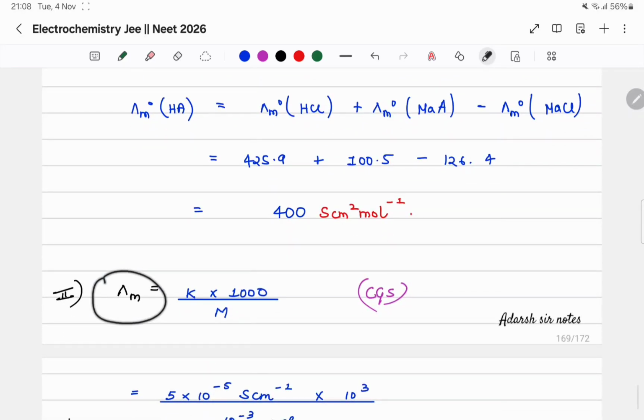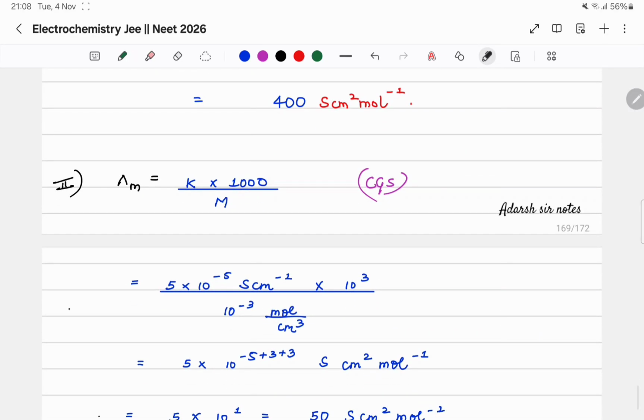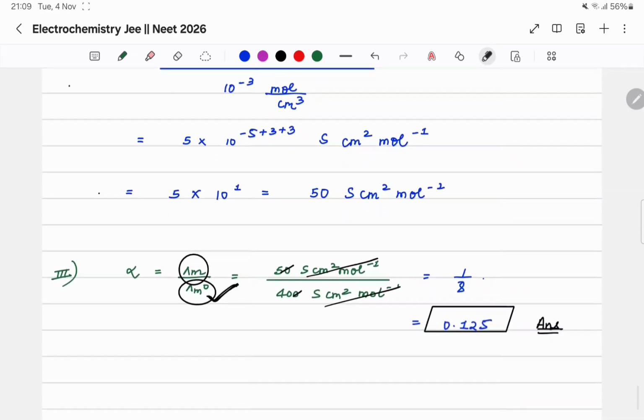Now further I need to calculate lambda m. I wrote kappa into 1000 by molarity. In CGS unit this is the formula. CGS means when they have given it in centimeter. So kappa, they have given in centimeter, into 1000 by molarity. I wrote mole by centimeter. I put in all values, I did the calculation. I got 50. And at last I calculated. I got both values. I got 1 by 8, which means 0.125.